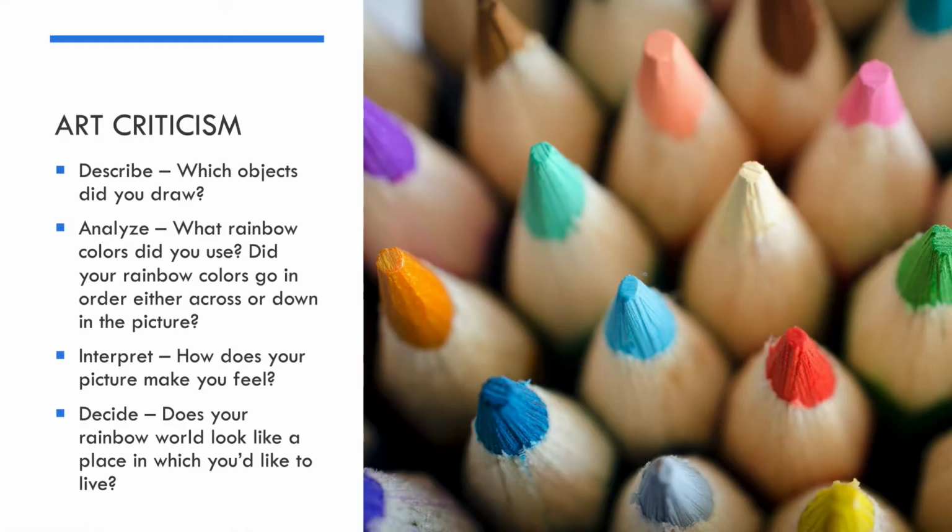Now for your art criticism question, some questions to think about is, which objects did you draw? This is what we're going to take a look at whenever we're sharing our artwork with each other. These are the questions we'll ask each other. What rainbow colors did you use? Did your rainbow colors go in order, either across or down in the picture? And interpret, how does your picture make you feel? Does it make you feel any sort of emotion? Does your rainbow world look like a place in which you'd like to live? So consider those questions when you're working on your artwork.